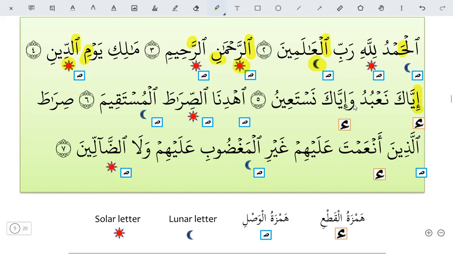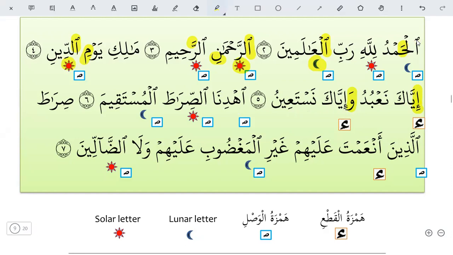Iyyaka na'budu wa iyyaka. Even there is a waw. Wa iyyaka. And this is in the middle of the sentence. This Hamza is in the middle of the sentence, but because this is Hamzatul Qat', we will pronounce it. We will pronounce this alif. Wa iyyaka nasta'in.